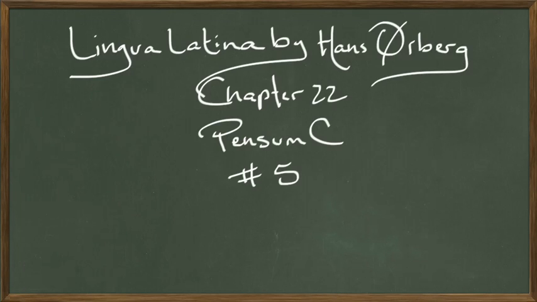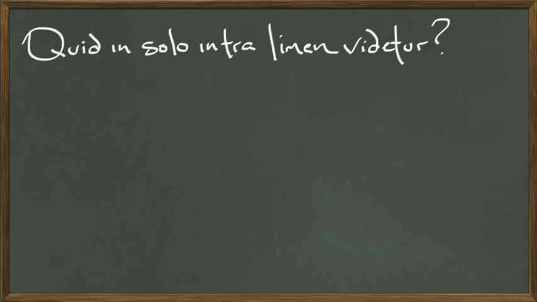In Lingua Latina by Hans Orberg, chapter 22, Pensum C, homework C, number 5, causes my students some trouble. Here it is: Quid in solo intra limen videtur. It means what is written, or what is seen actually, what is seen on the floor below the threshold.